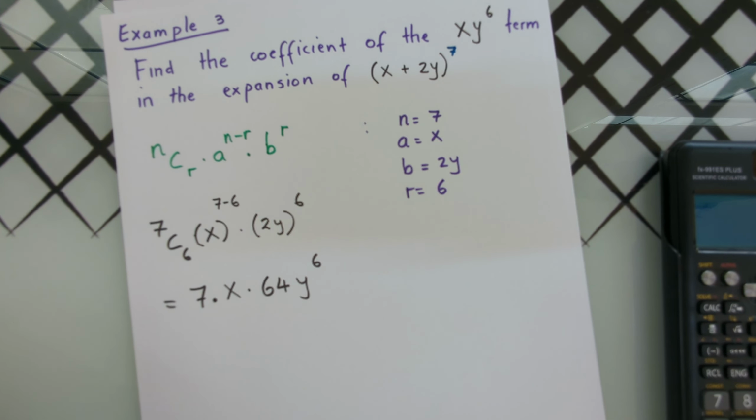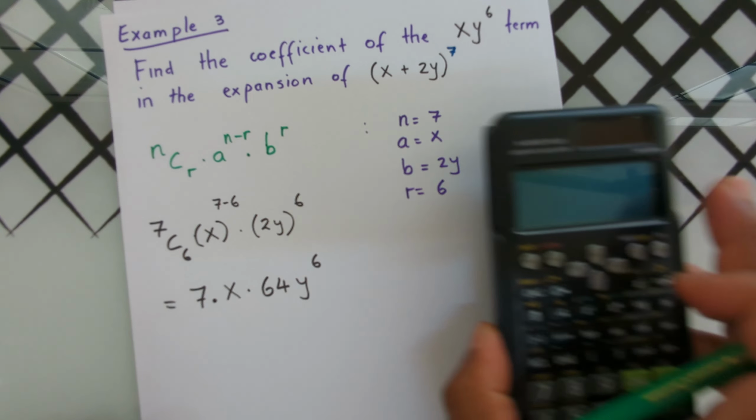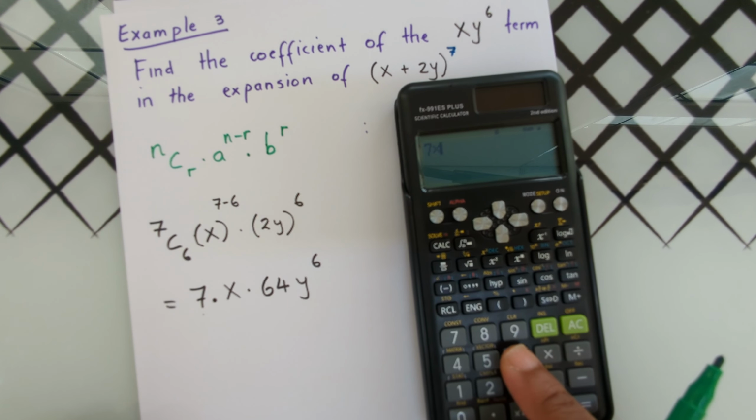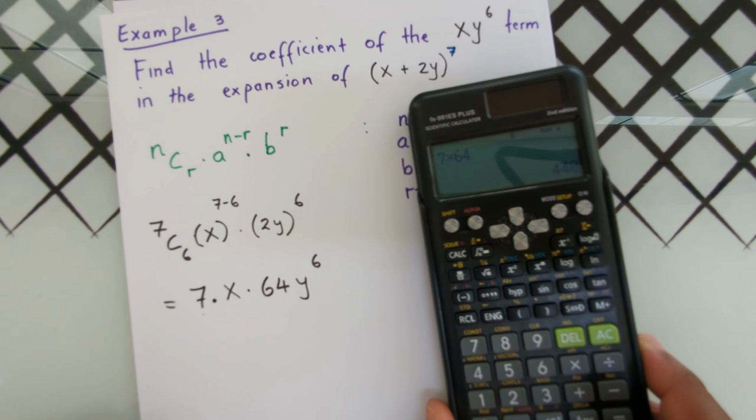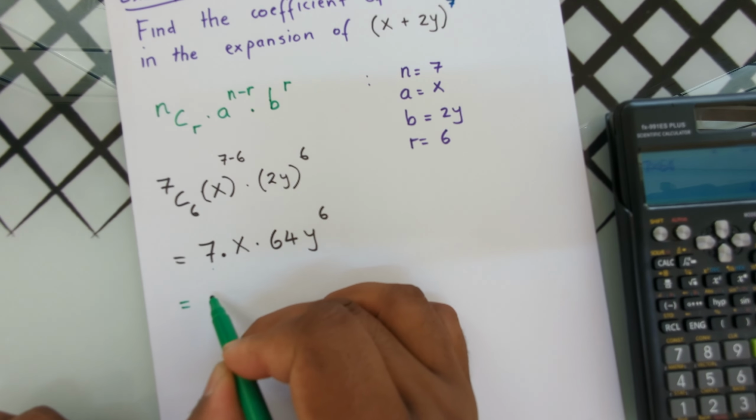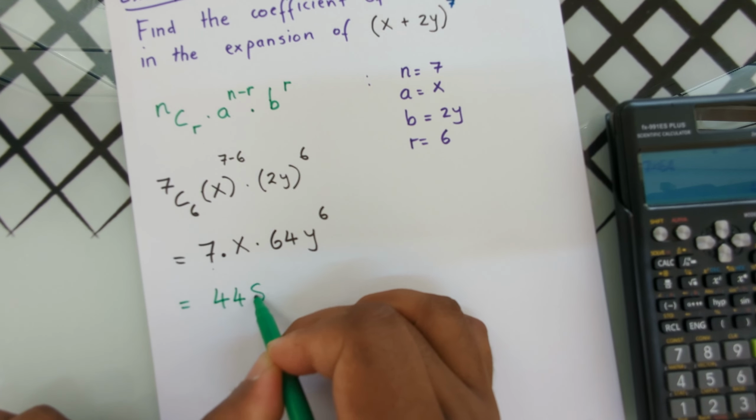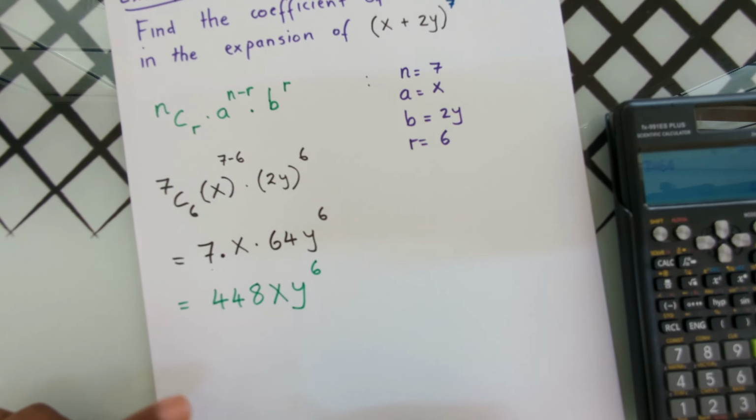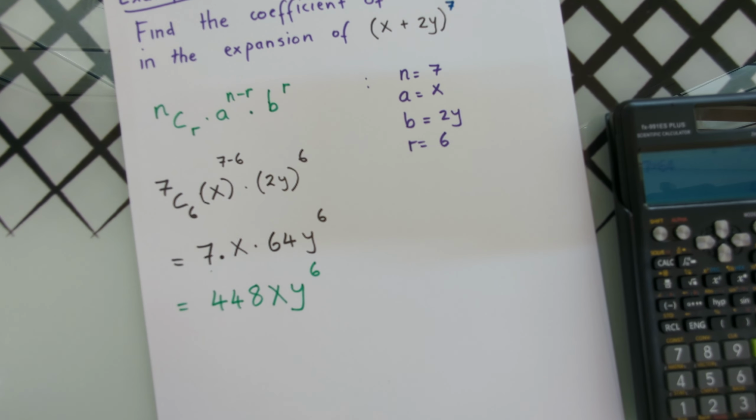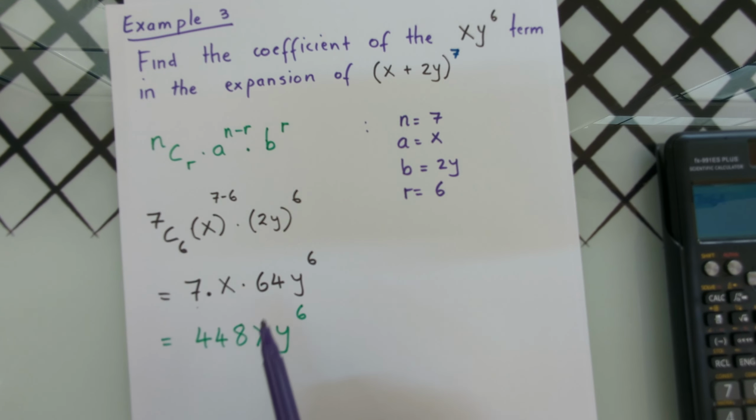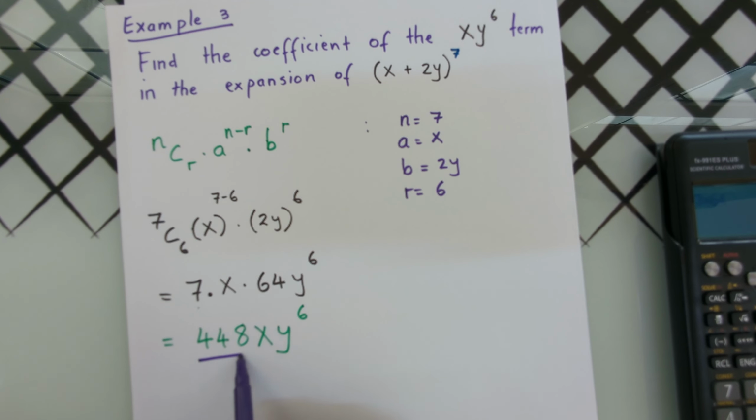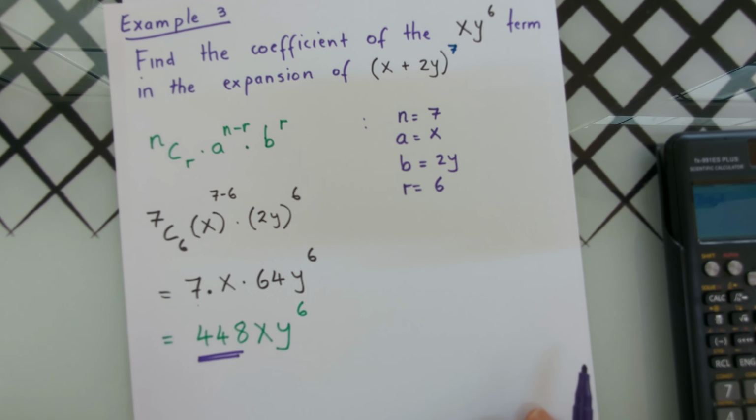And multiplying 7 with 64, 7 multiplied by 64 will give us 448. So this is 448 x with y to the power of 6, which implies that the coefficient which they are asking about of x y to the power 6 will be 448.